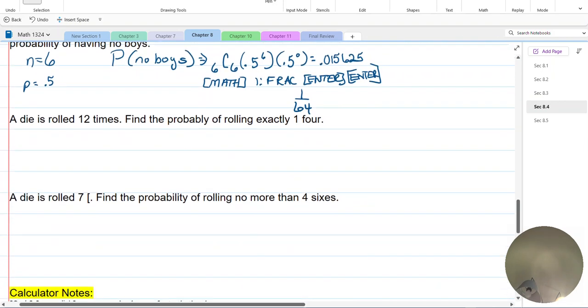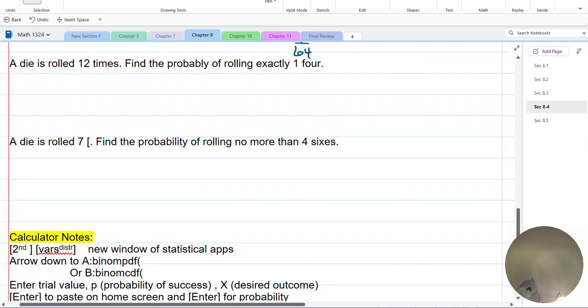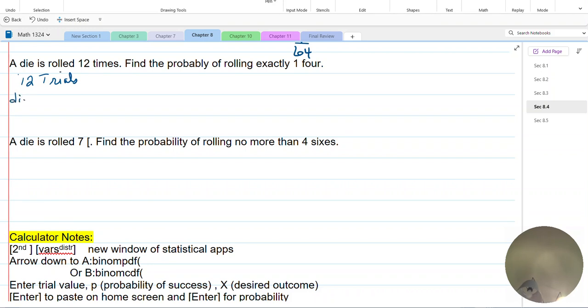All right. We have a die rolled 12 times. So my trials are 12. A die has 6 sides. Find the probability of rolling exactly 1 four.